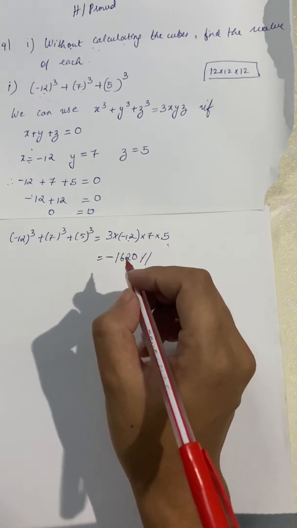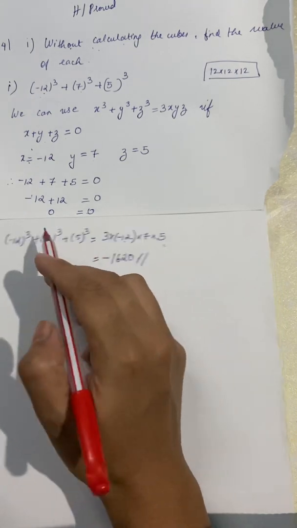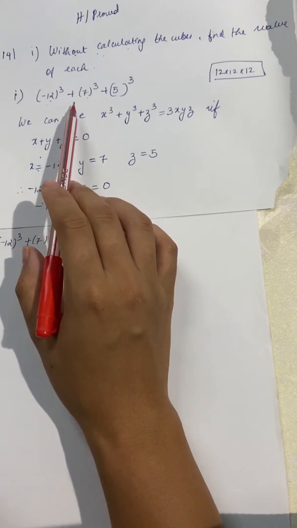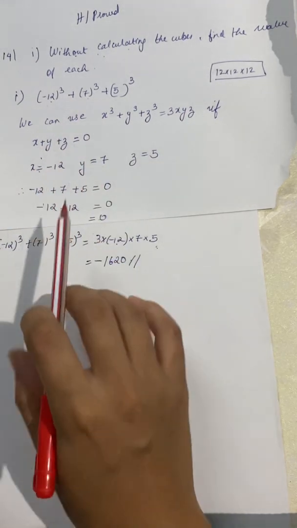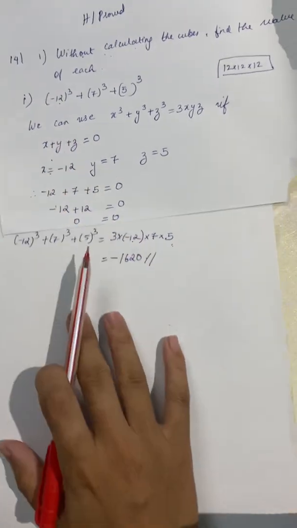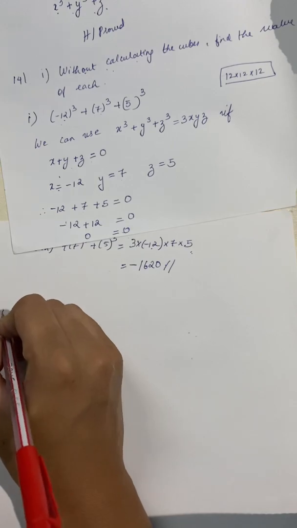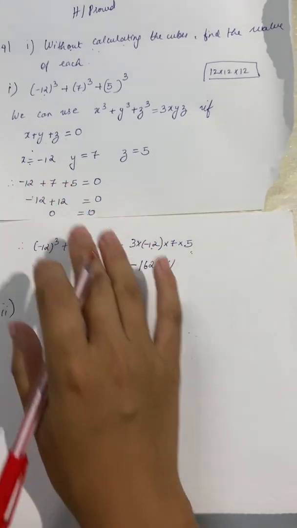See how easily we found out the product of this given integer. Imagine now if you have to take the product of all of this, 12 into 12 into 12, it gets complicated. So by just using the identity, we were able to easily find out this given answer, right? So now we'll go with the second question.